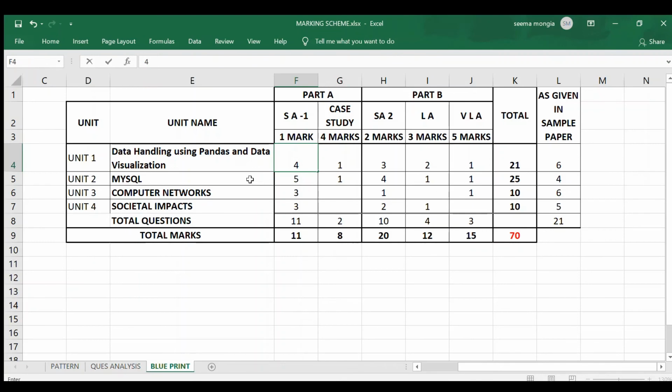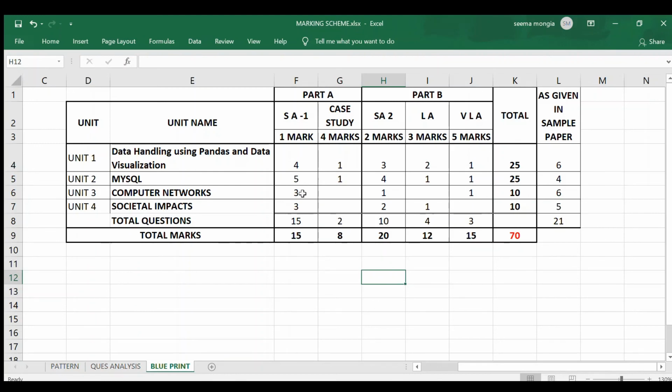Now, when I talk about MySQL, 5 marks are covered here, 3 marks here, 8 marks here, and 4 marks here. So this total comes out to 20, that is 4 plus 8, 8 plus 3, and 3 plus 5. So the remaining 5 marks are expected to be covered here in 1 marker questions. So that makes it 25.